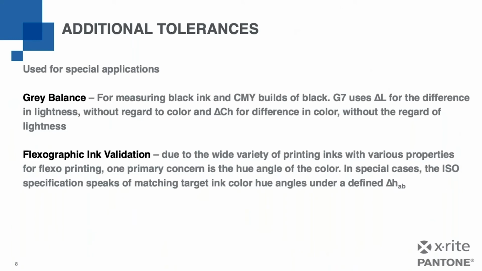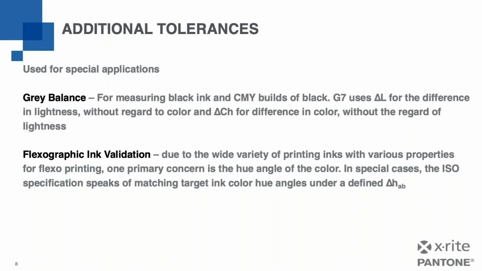There's a couple other tolerance methods out there that are used for special applications. Like for those of you that are doing G7 work for gray balance, there's two special ones there. There's a Delta L that looks at the difference in lightness without regard to the color. And then there's a Delta CH that looks for the difference in the color without regard to the lightness.